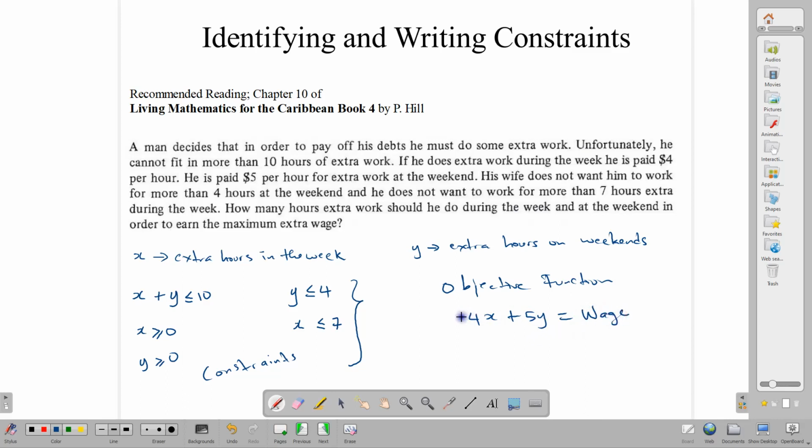So when we come to the point of finding a solution for him, which we will not do here, this is what we would use to decide what combination of hours would be best for him to use during the week and at the weekend to get the highest amount of money so that he would be happy and his wife would be happy and he can pay off his debts. Let's look at another example.